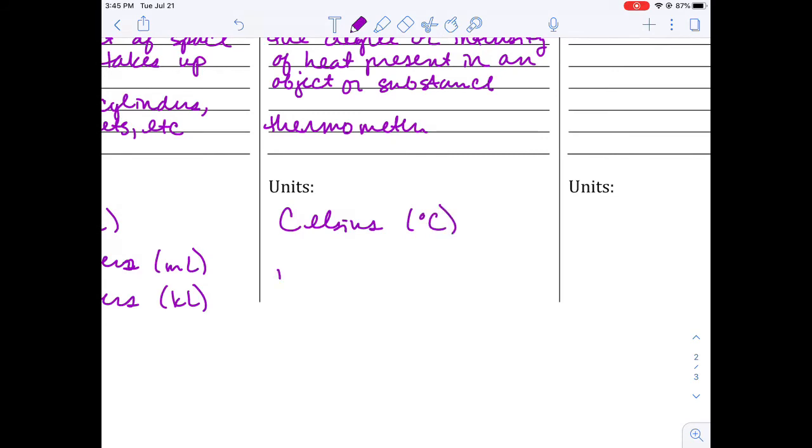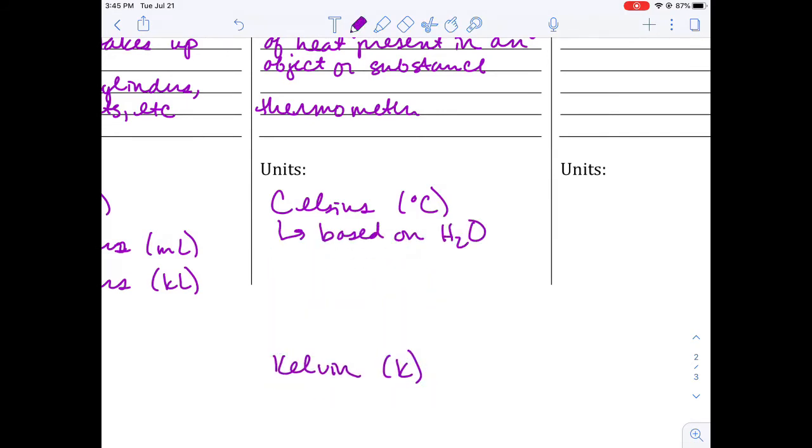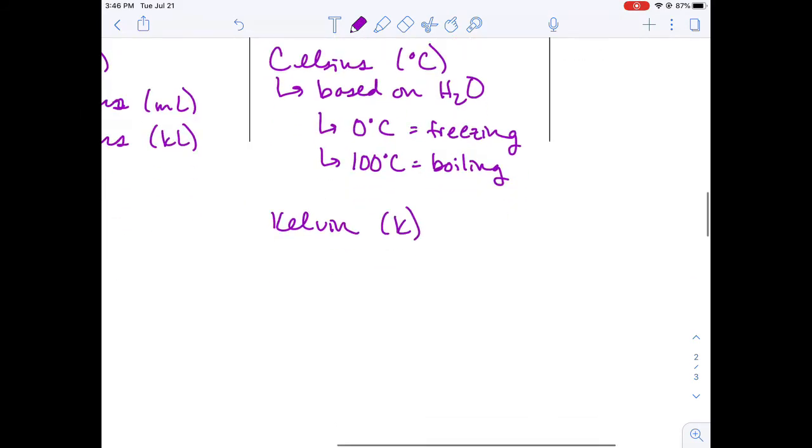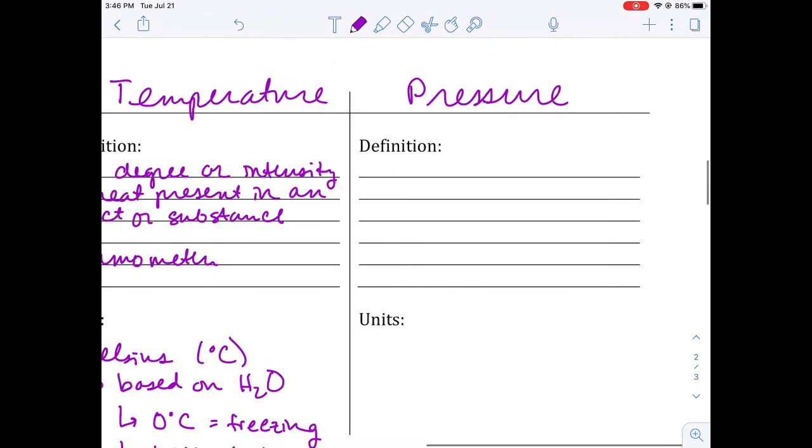We use two units in this class. So we use Celsius, which is degrees Celsius, or degrees C. Celsius is based on water. 0 degrees Celsius is the freezing point of water, and 100 degrees Celsius is the boiling point of water, and then it's just divided into increments from there. Kelvin is considered an absolute temperature scale, where 0 Kelvin means absolutely no motion, no particle movement at all. To get to Kelvin, we do degrees Celsius plus 273.